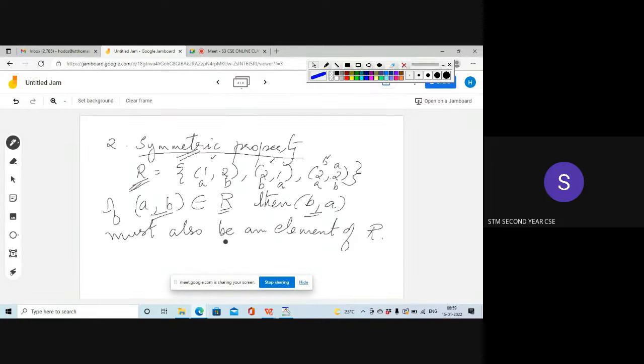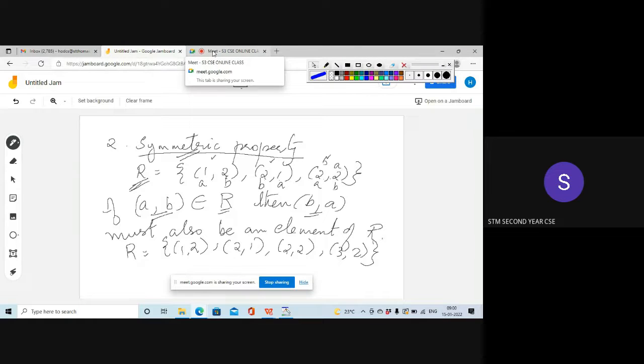Now let us see another example which does not satisfy symmetric property. Another relation R is equal to {(1,2), (2,1), (2,2), (3,2)}. Does this relation satisfy symmetric property? Check if this relation satisfies symmetric property. Can anyone say whether it satisfies symmetric property or not? This is R1, this is R2. Check if it satisfies symmetric property.